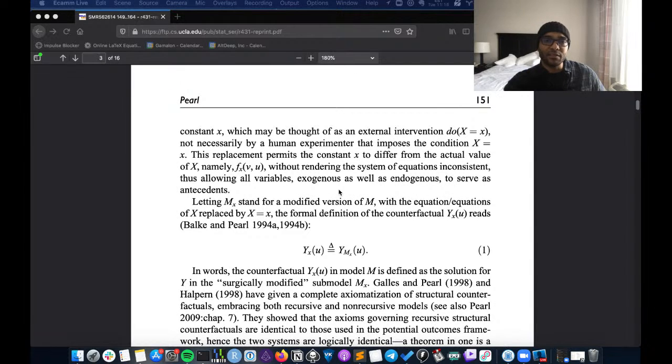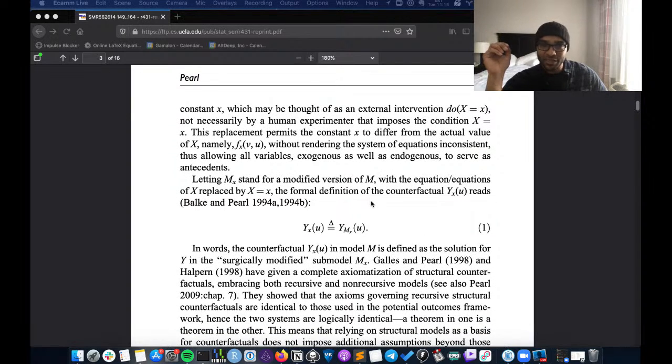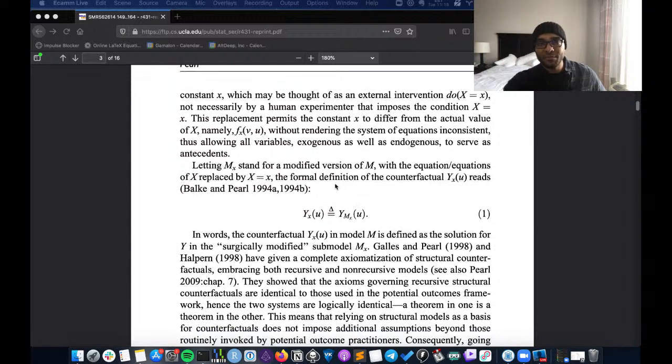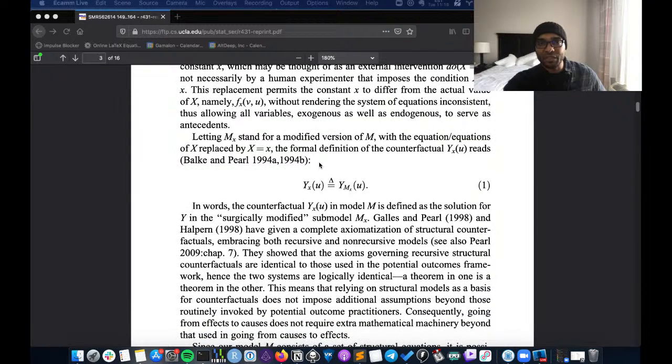See, I understand intimately what this notation and everything means, but when I read through these sentences, I find myself a little confused. That's okay, it's hard to explain precise ideas. Letting M sub x stand for a modified version of M, with the equations of X replaced by X = x, the formal definition of counterfactual Y sub x of u reads as this.